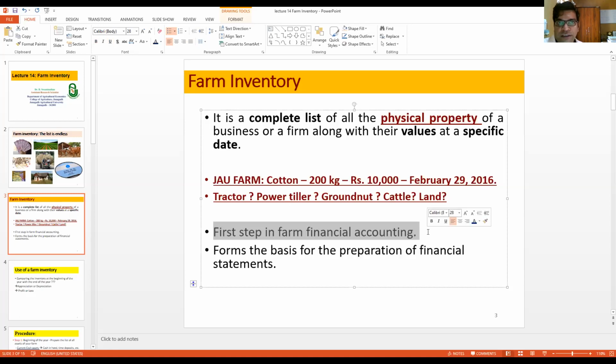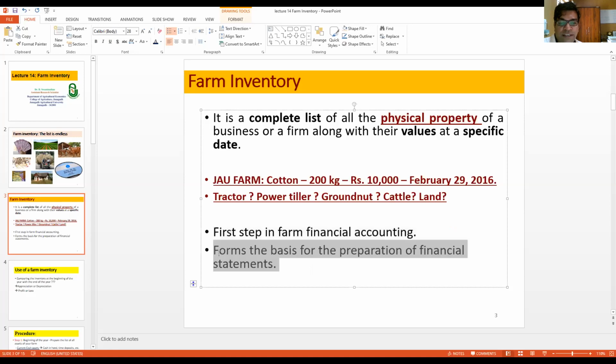Why? Because you are seeing it in the beginning of the season and the end of the season, or in the beginning of the agricultural year, or end of the agricultural year, or in the beginning of the financial year, or end of the financial year. So it's a kind of accounting we are doing. It's the first step in accounting.